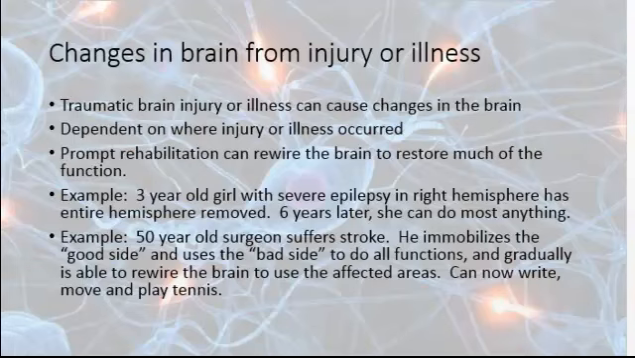And in our readings, we have two examples. One of them includes a video where you see a 3-year-old girl with severe epilepsy in her right hemisphere that has the entire right hemisphere removed in order to stop the epilepsy. 6 years later, she can do most anything. Another example is a 50-year-old surgeon who suffers a stroke. He immobilizes his good side and uses the bad side to do all functions. Gradually, he's able to rewire his brain. Now he can read and write and even play tennis.